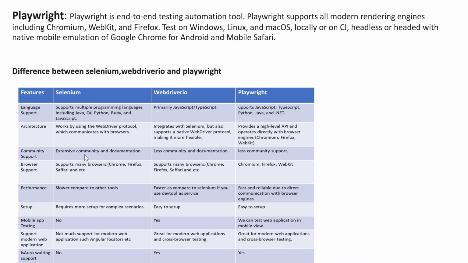Okay, and support of community. Selenium is an older tool, so it has more extensive documentation and community available in the market. WebDriver is a newer tool, which also has less community and documentation. And Playwright, since it is a newer tool, also has less community support, but going forward we'll get more documentation and community with respect to Playwright.